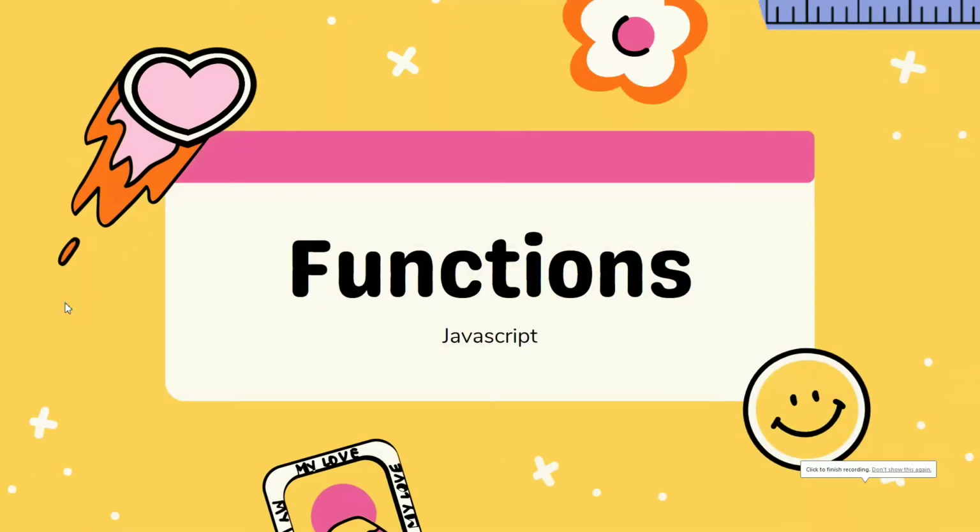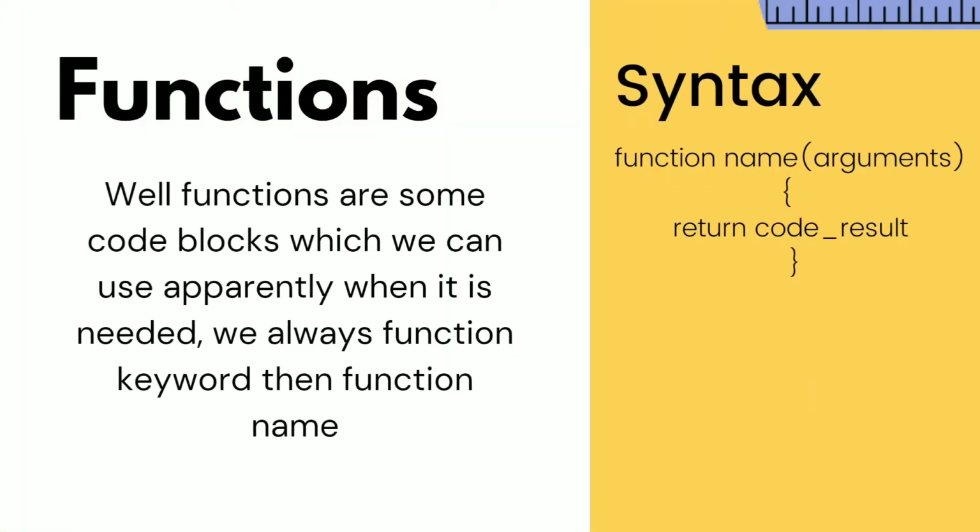Well, functions are a set of code blocks that we can execute wherever we want, and these are an important and crucial part of JavaScript as well as many programs. Coming to the function frame, we have the function, the function name, the arguments, and a return statement, and we will return the result.